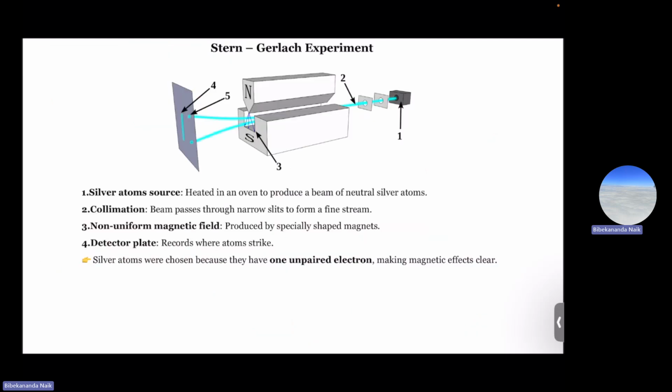Now let's briefly discuss the Stern-Gerlach experiment. This is the experimental setup. As we can see, this is the silver atom source. The silver atom is heated in an oven, which produces a beam of neutral silver atoms. We know the atomic number of silver: it is 47.